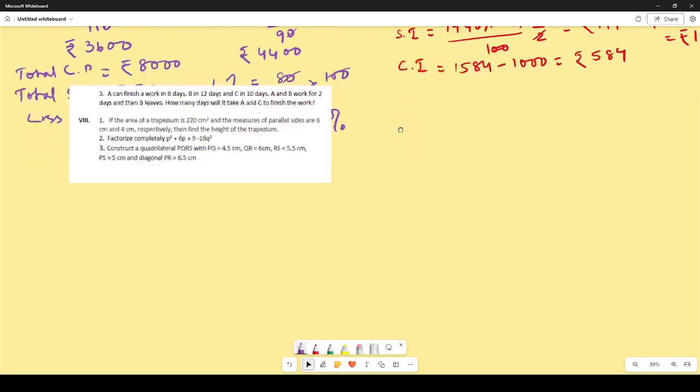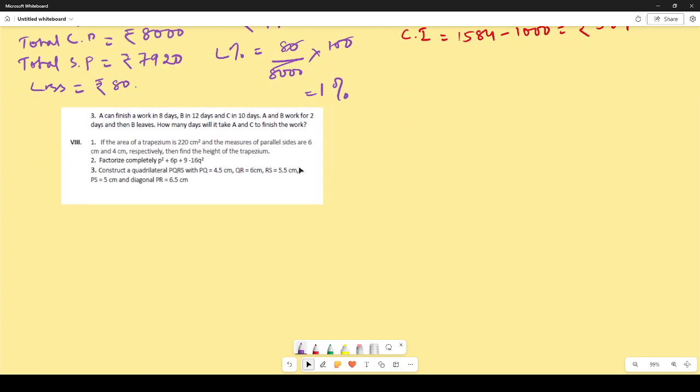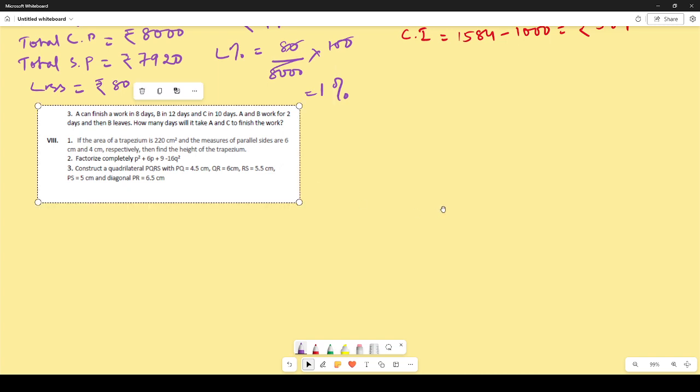Okay. Now let us move on to this last bit of questions. And many of you got confused in this part as well. Time and work is not very clear with many of you, and therefore you need to understand it very well. A can finish a work in 8 days. Let us take this up.